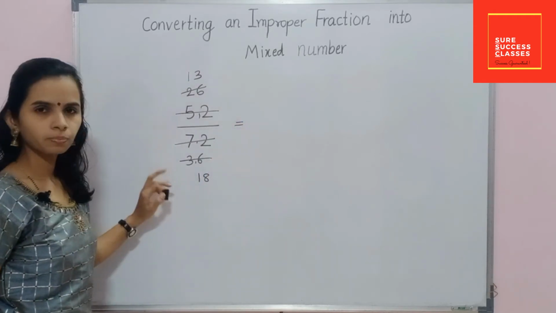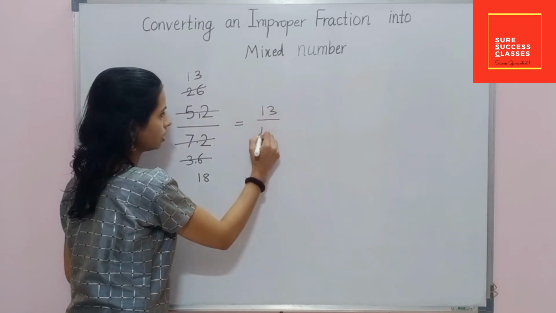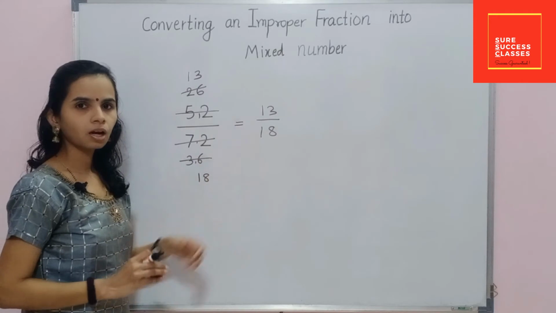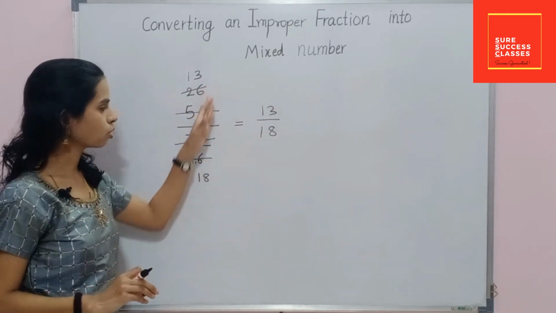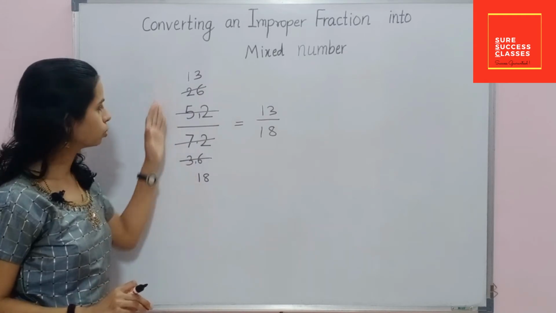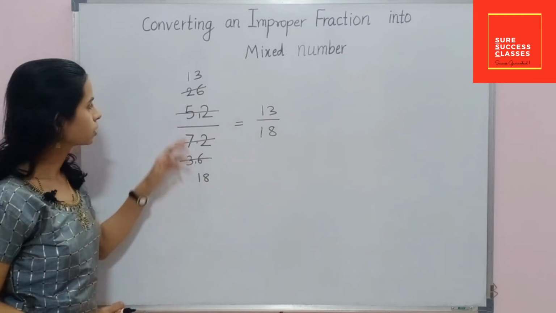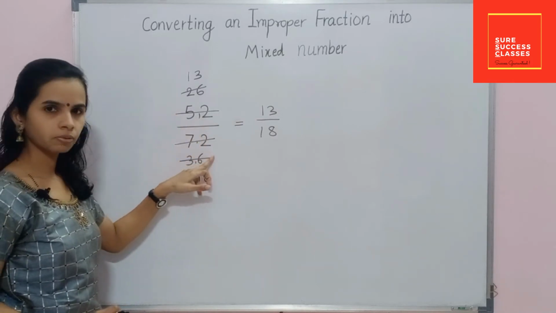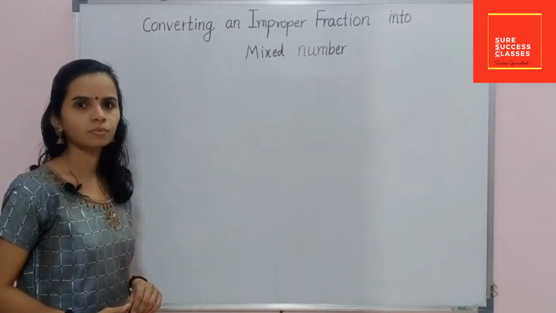So its simplest form will be 13 by 18, and these both numbers are having common factor only 1. At that time we will stop dividing both the numbers and write its simplest form as it is. So the simplest form of 52 divided by 72 is 13 by 18.